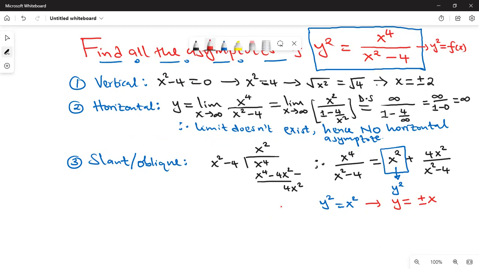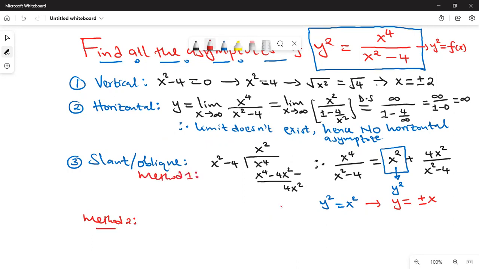Another method of getting the slant asymptote, this I can call method 2. Let me write method 2 on finding the slant asymptote. Method 1 was the one that I've discussed.